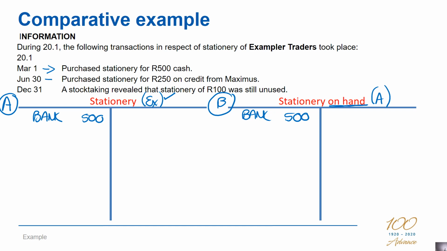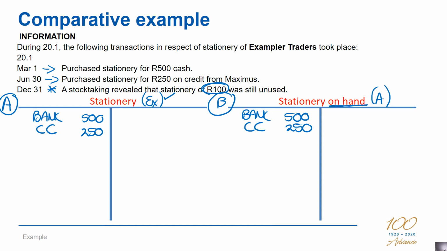Now we purchased another batch of stationery, 250 Rand. This was on credit, so it will be creditors control. Manager B will have the same information, but in the asset account, 250. Now this is where the difference will come in. At the end of the year, a stock taking revealed 100 Rand of stationery still unused.